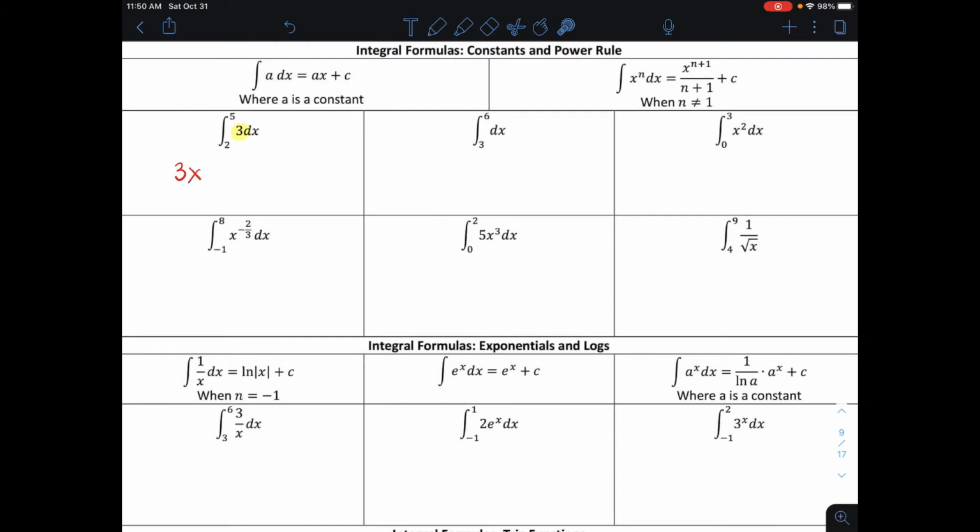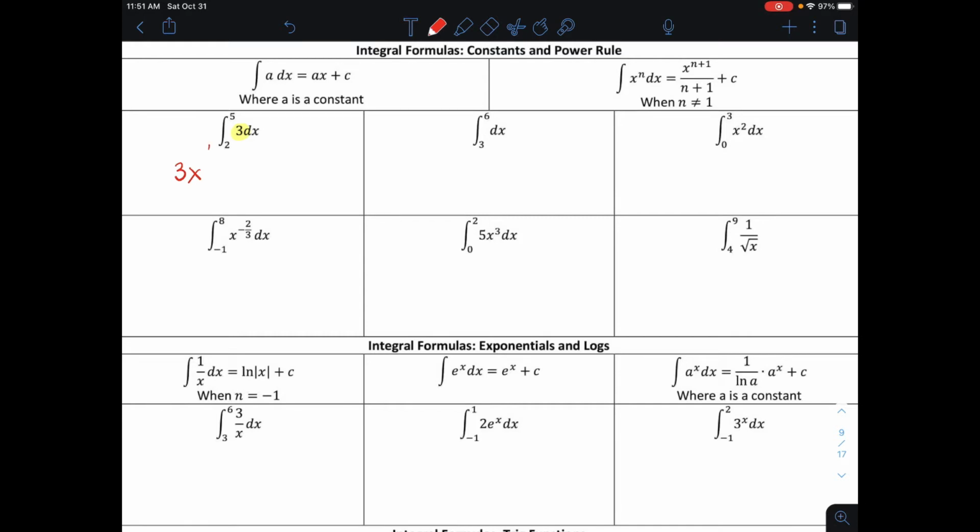Now, if we had an indefinite integral, like in our formulas, where we don't have numbers for our lower and upper limits of integration, we would have to put plus c, which represents the constant that I could have had in taking the derivative to make what I have inside of here. However, we have definite integrals, so our answer should represent an area. So we're going to have to plug in to get the area values.